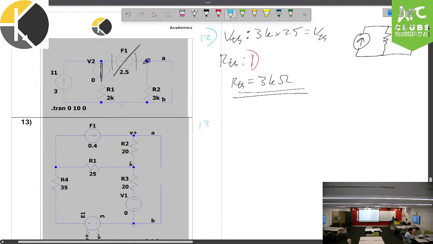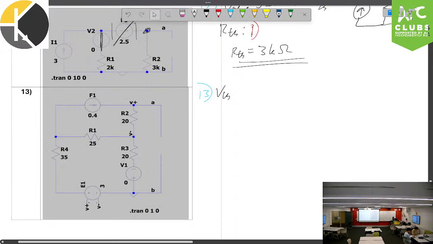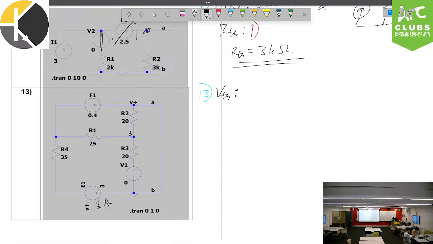Number 13. We have V Thevenin. We see a dependent source over here, which has 3 times the voltage over R20. And let's think about the method we're going to use to solve this. We could use 2 meshes, or we could use 3 nodes. Or 3 or so nodes, that is. I'm going to go with the method to use 2 meshes.